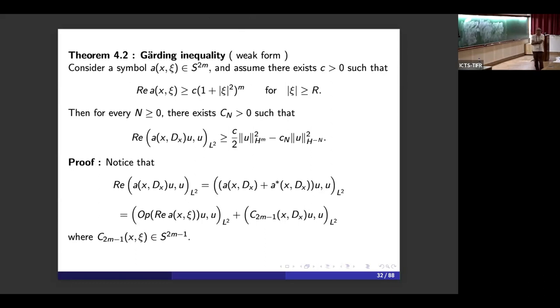Something that will be very useful, especially in propagation of microlocal defect measures, is a Gårding inequality. We will just see it in weak form. Assume you have a symbol A in the class S^M, and such that there exists some constant satisfying that the real part of A of X and Xi is bounded from below in this form, for Xi large, larger than 1 or 2. The small values of Xi never change life.